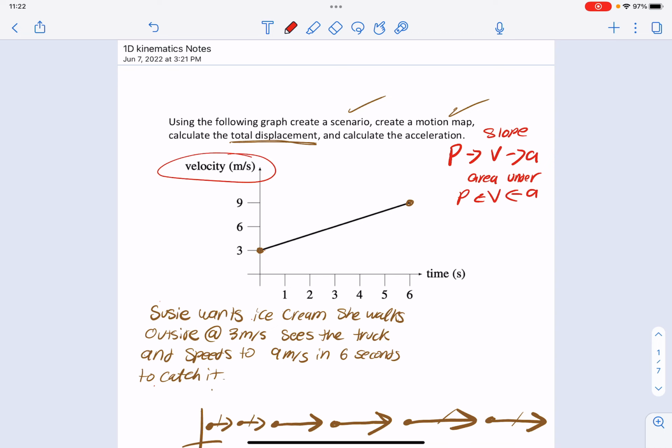I'm getting my velocity graph. That's what I'm given, and I'm looking for my displacement. That's position, right? So that means that I have to look for the area under.